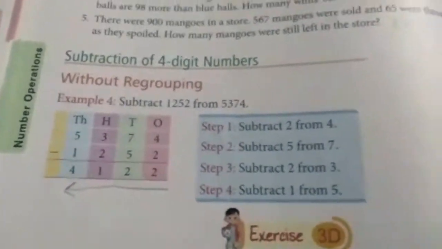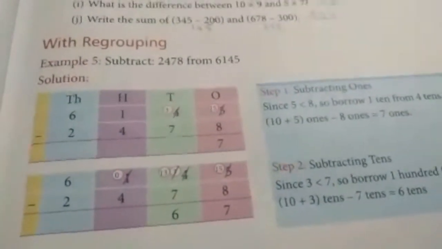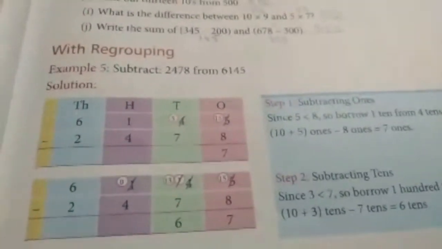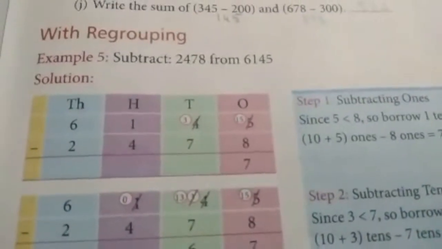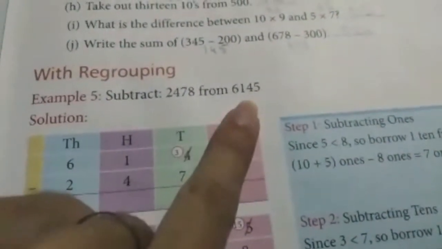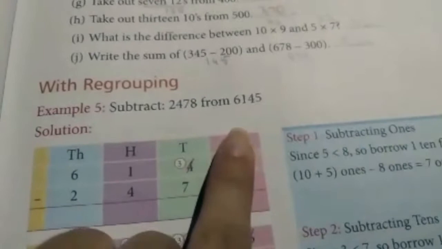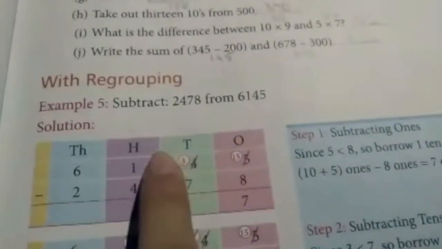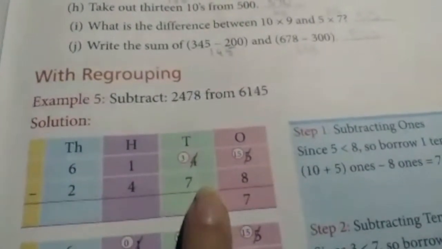This is without regrouping. The second part is with regrouping. As you can see here, you have a question. The question says subtract 2478 from 6145. So 6145 will be above and 2478 will be below. As we do subtraction of 4-digit numbers, we write ones, tens, hundreds, thousands, and we write both the numbers.